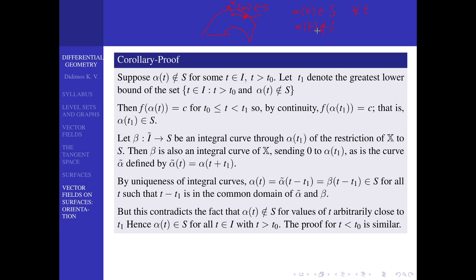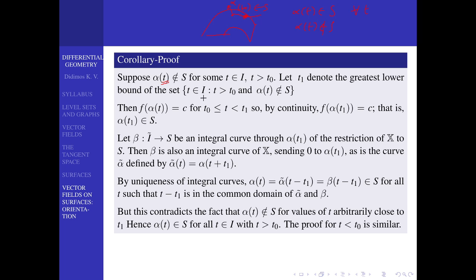That point alpha of t does not belong to S. So after this t naught, can you, if possible, try to find a point t such that alpha of t does not belong to S? You need to prove that all alpha of t is an element of S. If possible, find such alpha of t that does not belong to S.